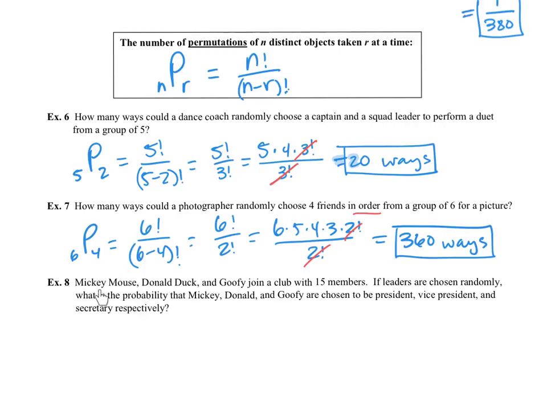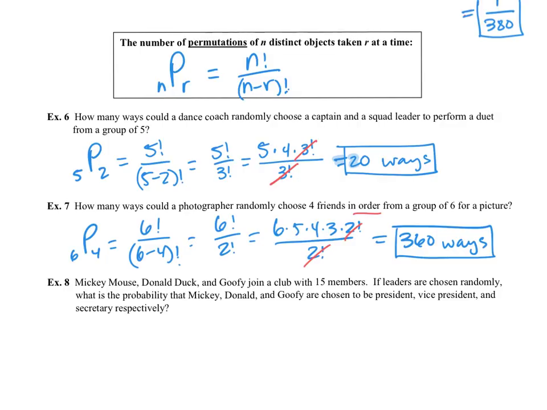Okay, the next example, Mickey Mouse, Donald Duck, and Goofy join a club with 15 members. So they are 3 of the 15 members, okay? So the 15 includes these 3. If leaders are chosen randomly, what is the probability that Mickey, Donald, and Goofy are chosen to be president, vice president, and secretary respectively? Now what this respectively means is we have 2 lists. We have Mickey, Donald, and Goofy, and then we have president, vice president, and secretary. So respectively means that the first item in this list is paired with the first item in this list. The second item in the second list is paired with the second item, and so on.